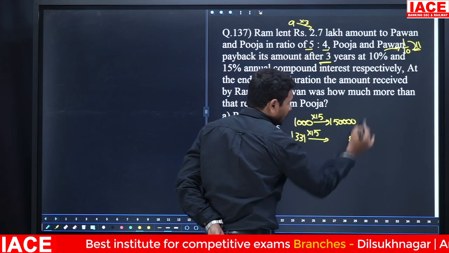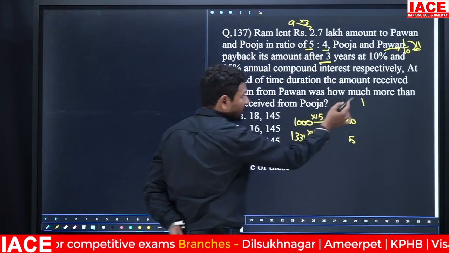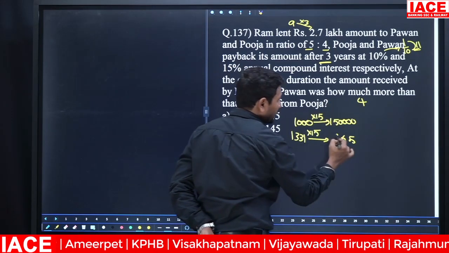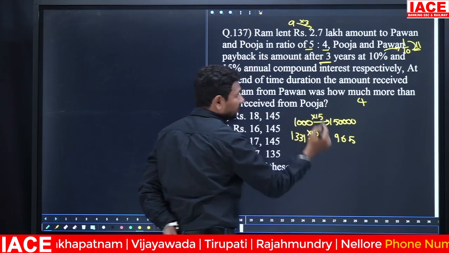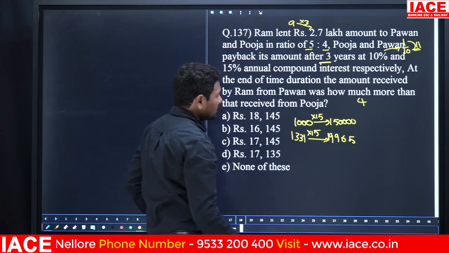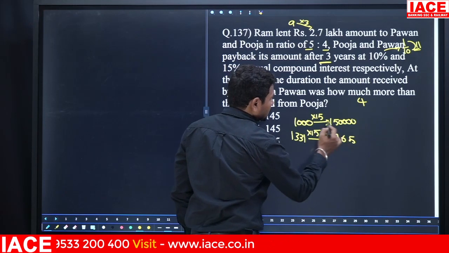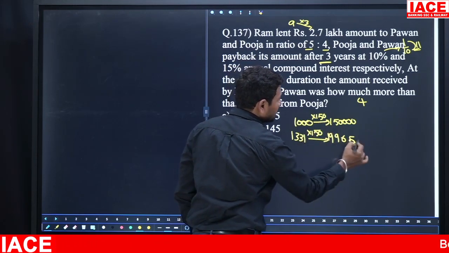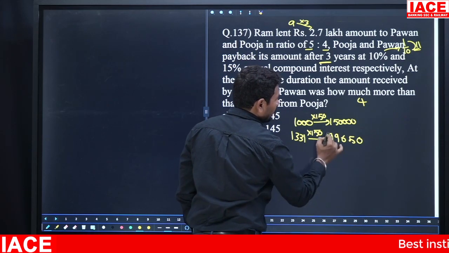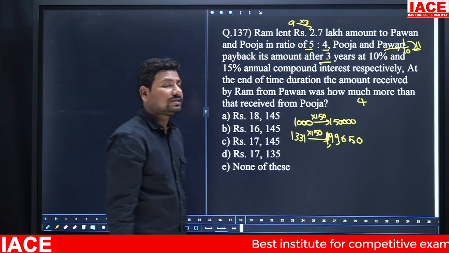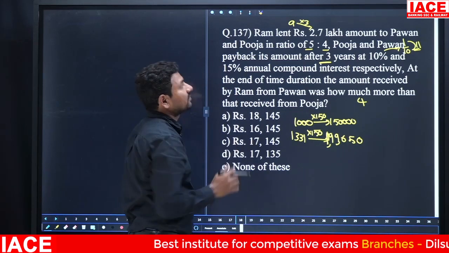15 times 1 is 15. Carry forward is 1. 15 times 3 is 45. 45 plus 1 is 46. Carry forward is 4. 15 times 3 is 45. 45 plus 4 is 49. Carry forward is 4. 15 times 1 is 15. 15 plus 4 is equal to 19. What is the value you will get here? Then 3 zeros. Here it is 199,650 after the zeros. This is for what? Amount for the first part from Pooja.